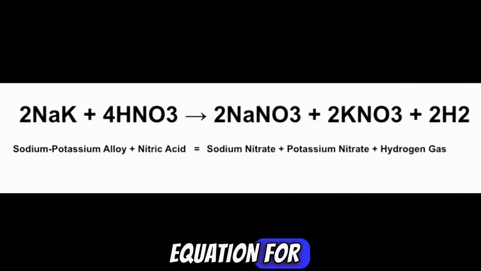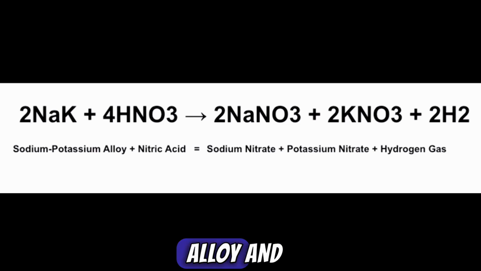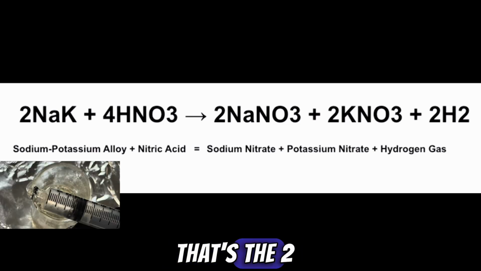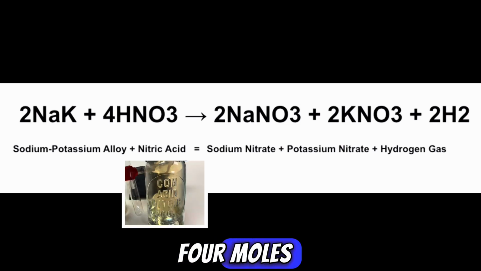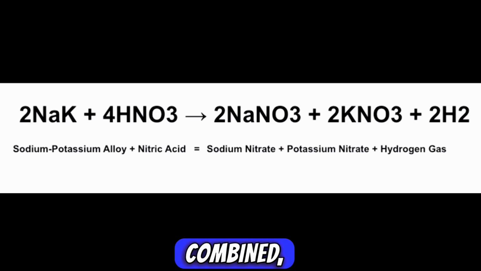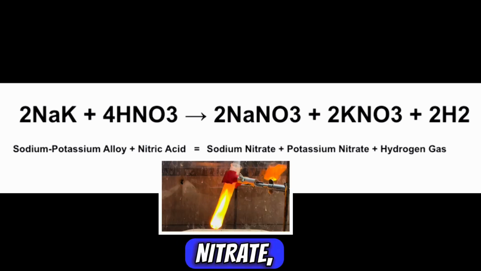Here's the balanced equation for this amazing redox reaction. We begin with the reactants, sodium-potassium alloy and nitric acid. We have 2 moles of sodium-potassium, that's the 2NaK, and we have 4 moles of nitric acid, that's the 4HNO3. When those are combined, we get the products sodium nitrate, potassium nitrate, and hydrogen gas.